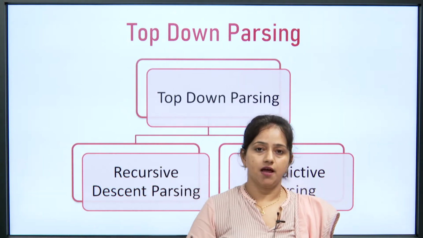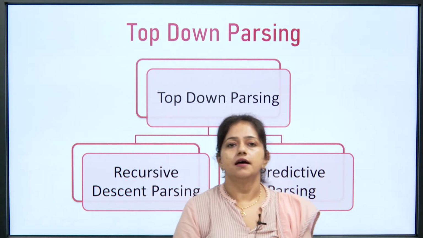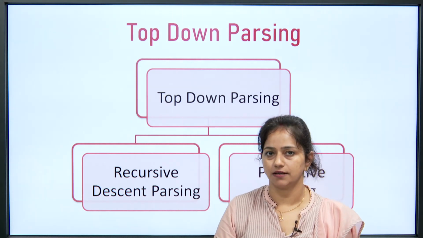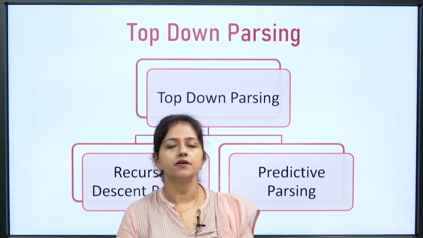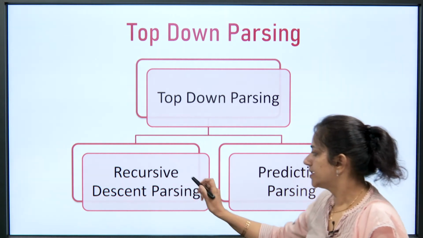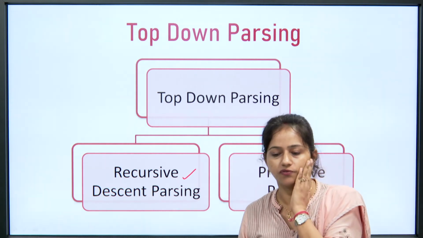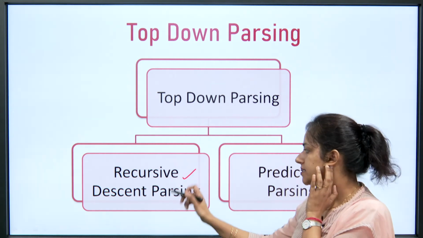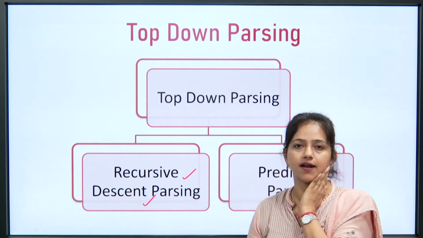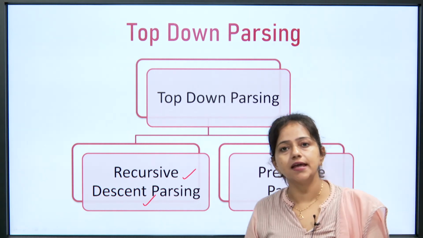Now, we are just converging ourselves towards top down parsing, and in top down parsing there are two methods basically, recursive descent parsing and predictive parsing. These two are the examples of top down parsing. So, in recursive descent parsing, we do the parsing, again in both we go from top to bottom. In recursive descent parsing, backtracking may be required, backtracking may be there, while in predictive parsing no backtracking is required.